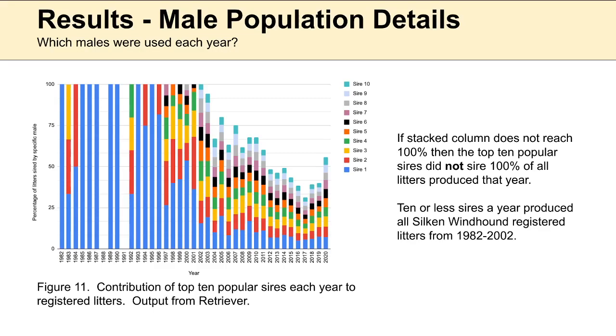Unfortunately, it also means 10 or fewer sires a year produced all Silken Windhound registered litters from 1982 to 2002. So the beginning of our breed history is not great for sire contribution, but it's getting better in the last 5 to 10 years in terms of diversity.